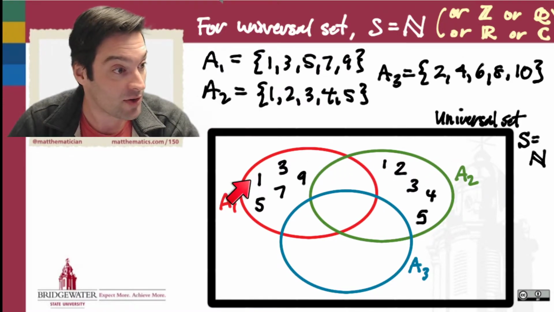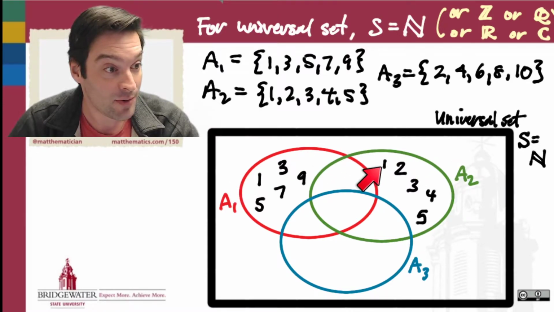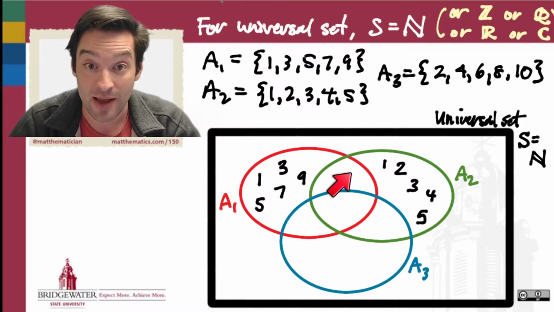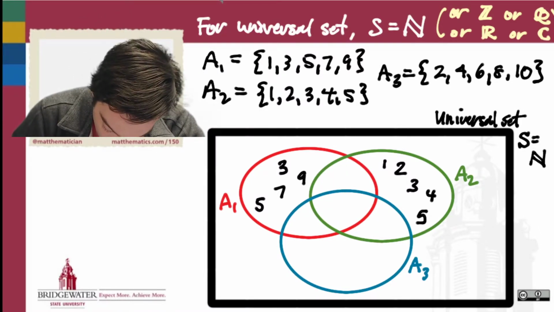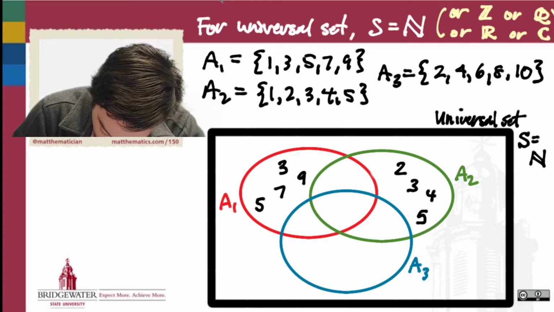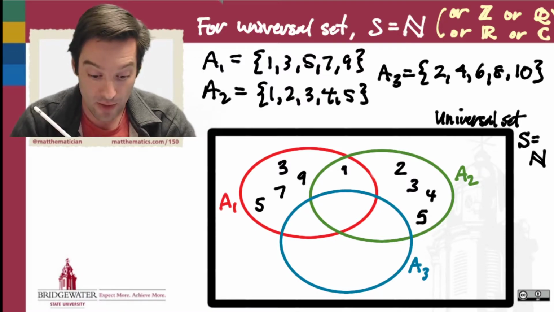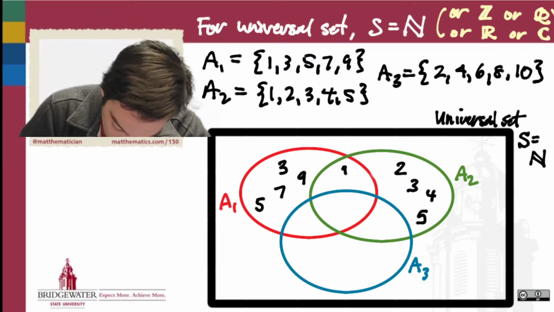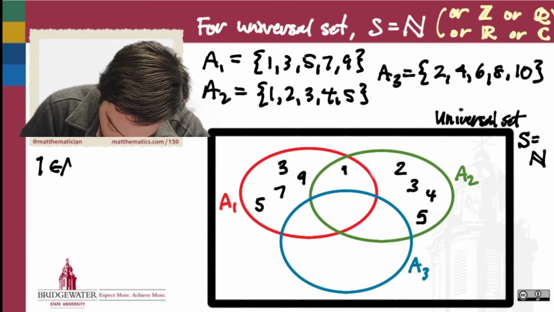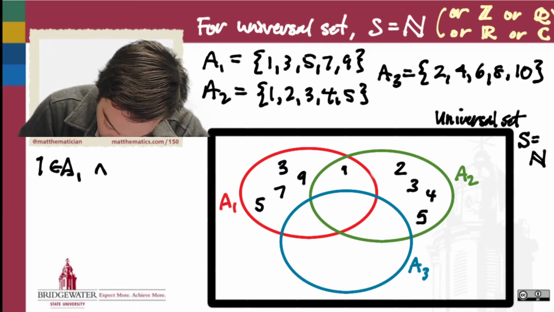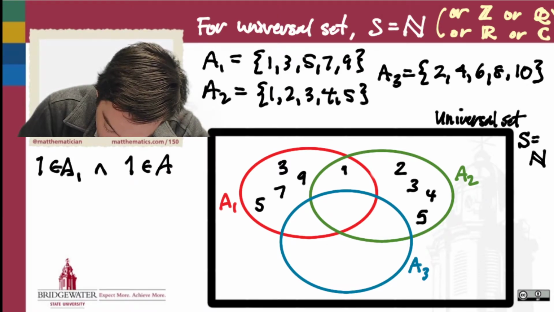Since it belongs to both the set A1 and the set A2, I should try to put it in a place where those two sets overlap in my Venn diagram. So instead of drawing the ones where I've drawn them, I'll put one here. And I've just recognized that 1 belongs to A1 and 1 belongs to A2. So what set operation does 1 belong to?